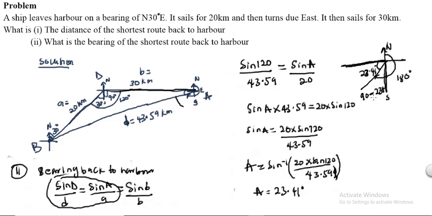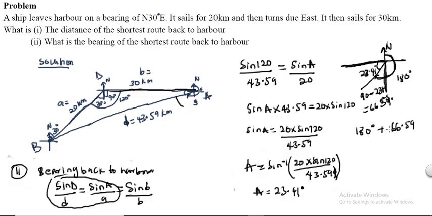From here, we know that 90 minus 23.41 is equal to 66.59 degrees. So the total angle from here to here is 180 degrees plus 66.59 degrees. Now, if we are considering the true bearing, that means the bearing back along the shortest route.